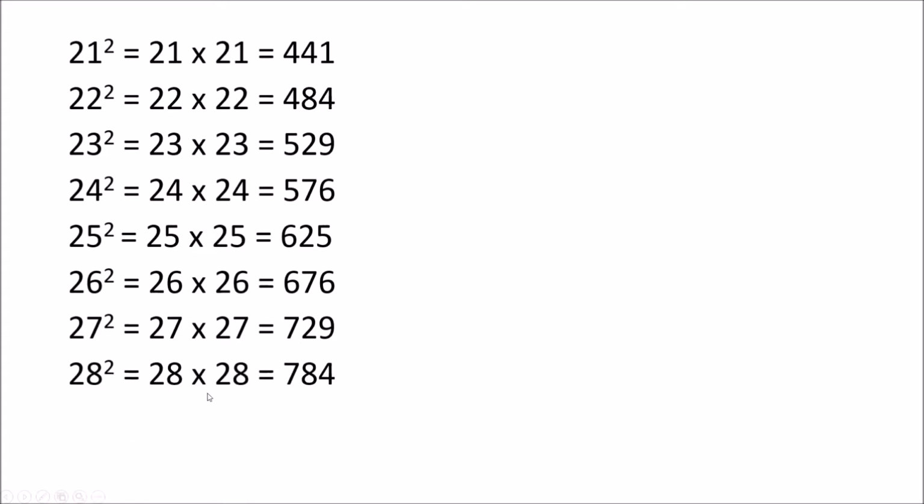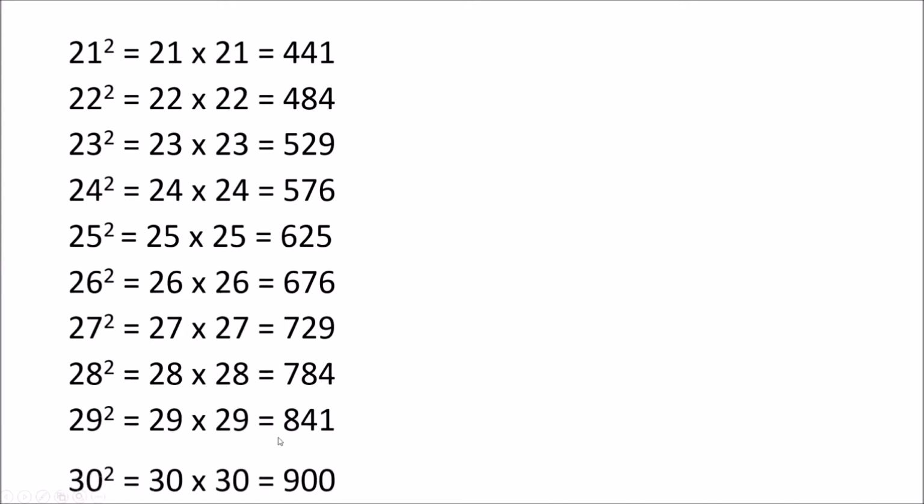28 squared is equal to 28 times 28 equals 784. 29 squared is equal to 29 times 29 equals 841. And 30 squared is equal to 30 times 30 equals 900.